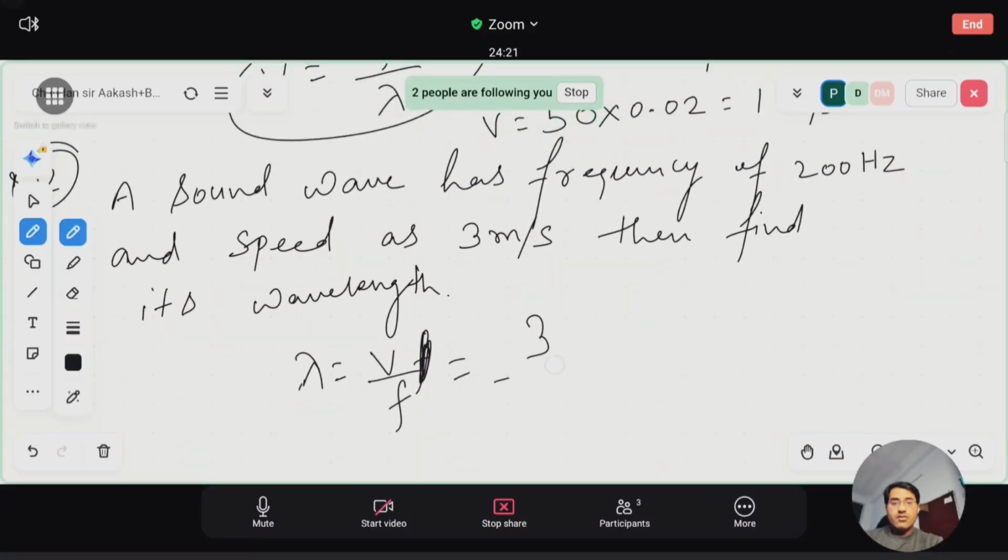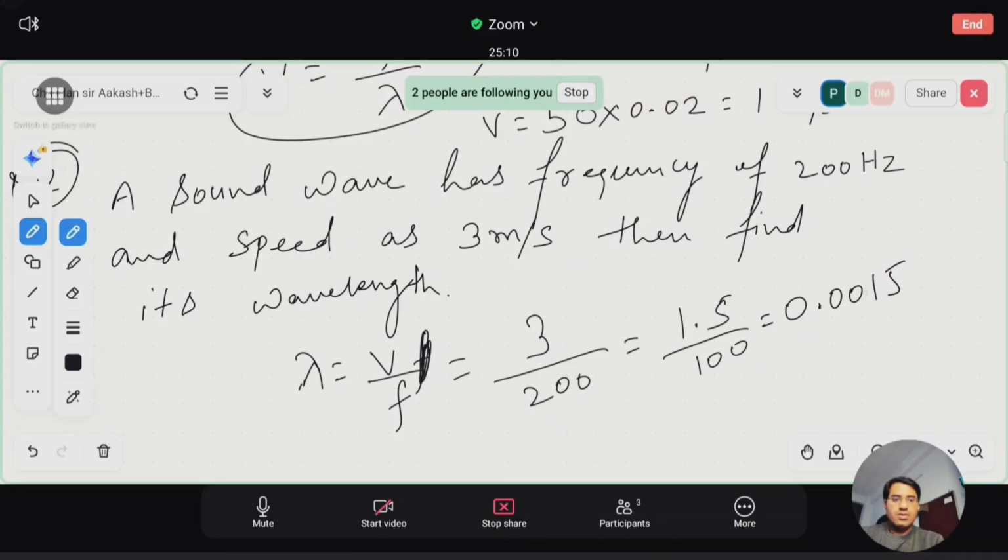So velocity is 3, frequency is 200. So the answer should be exactly different from whatever both of you told. Deepak told frequency by velocity, 200 by 3, which is just the reciprocal of the correct answer. Yes or no? Deepak, understood? Yeah. And Deepika, what you did is you multiplied velocity and frequency. There is no formula where the product of velocity and frequency gives anything. So the answer should be how much?